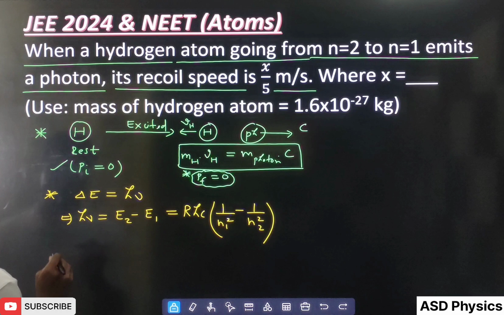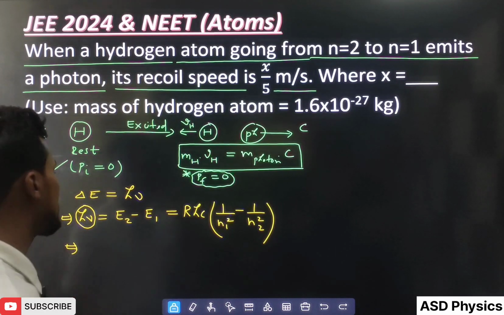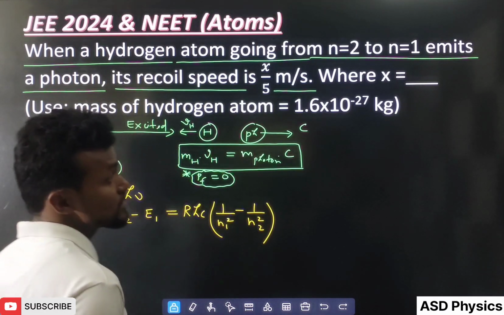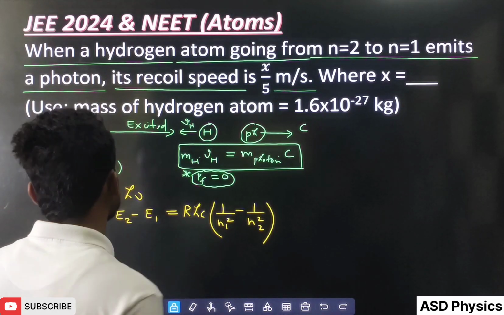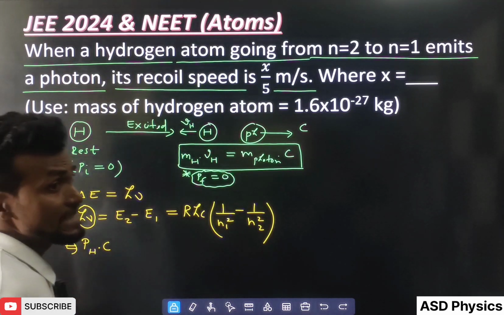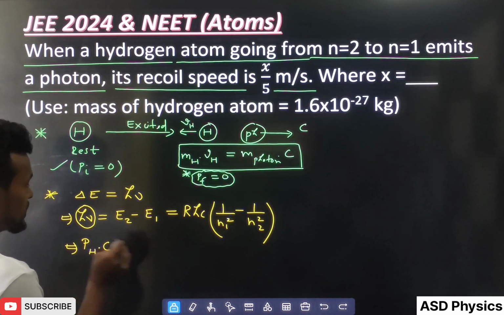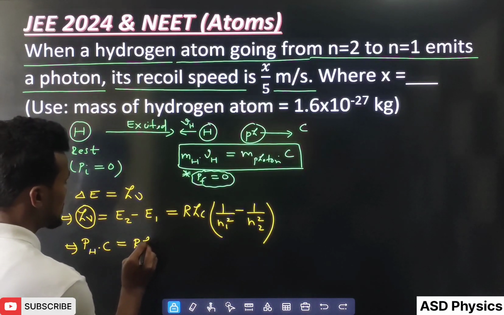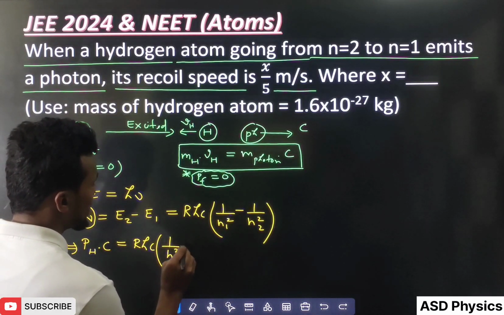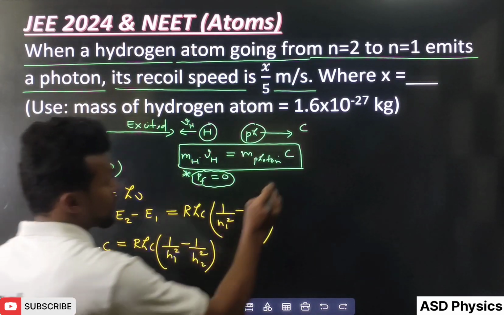Okay, after that, this delta E is what? Energy, that I have written as h nu. You know the relation E equal to mc square. If we want to write this delta E in terms of momentum, we can write the momentum of the hydrogen atom into c, because E equal to mc square, and from there I am writing this energy. So momentum of the hydrogen atom into c is equal to RHC times 1 by n1 square minus 1 by n2 square. Remember, this is very basic, to calculate the recoil speed.